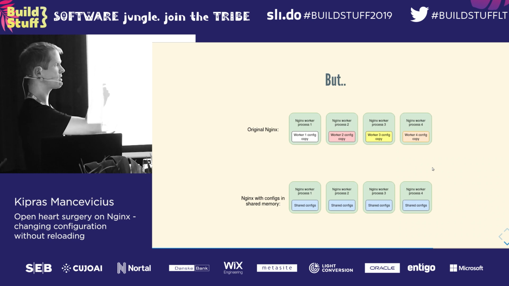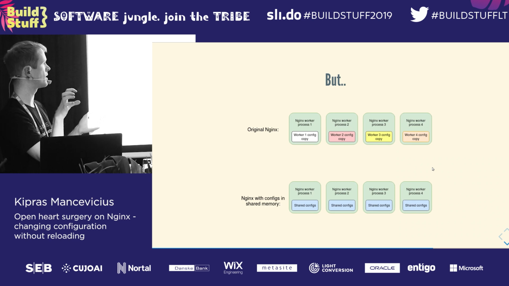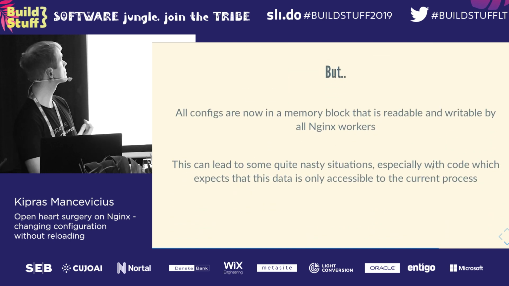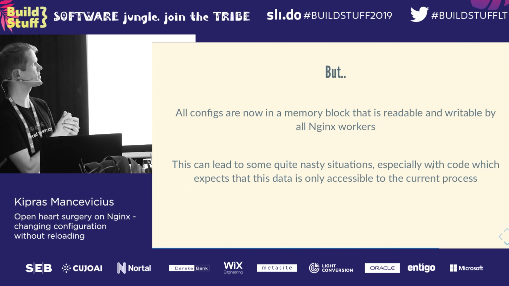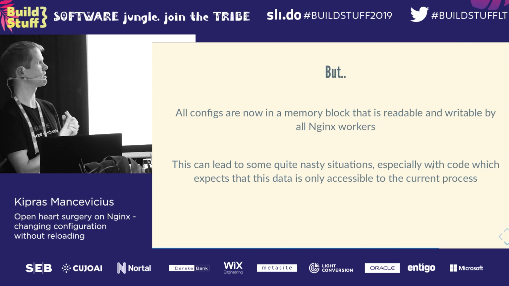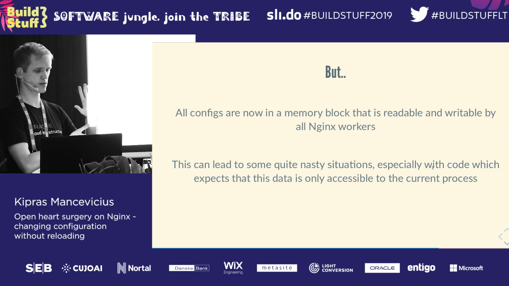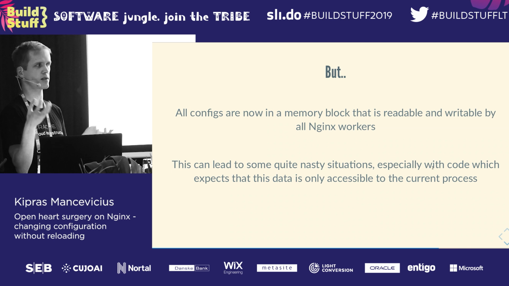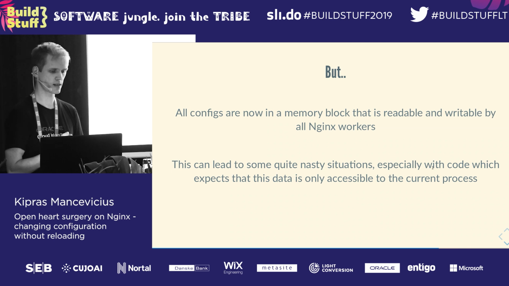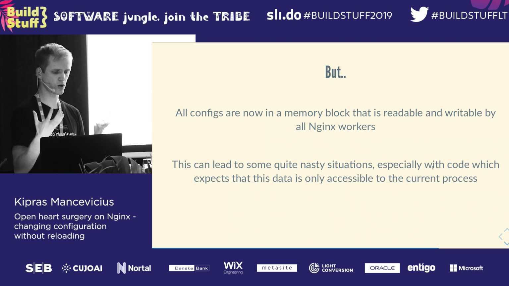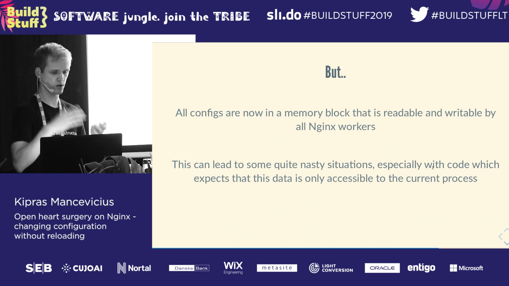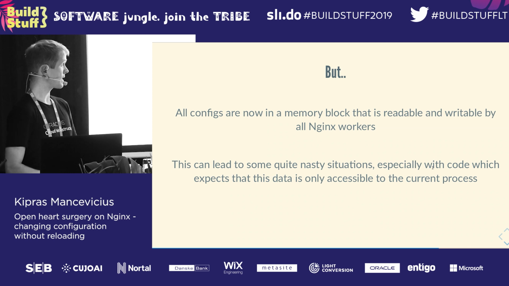Now it's shared. Now everything you write in one worker ends up in the other worker as well, right? Which helps with the config propagation. But there are some quite nasty situations that can happen if you're making changes in a memory space and another process has the same memory space, but it doesn't expect changes to be made there, right? So if you have code that expects that the data that I write is only accessible to me and cannot be written by another process, that can lead to problems, right?